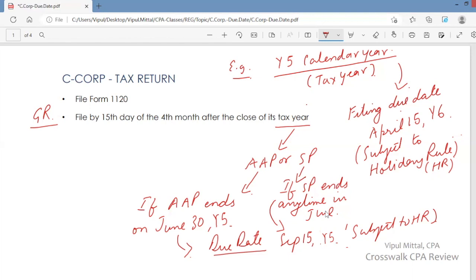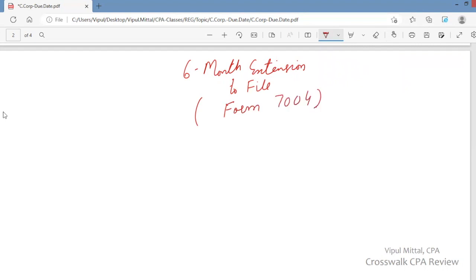But a C corporation gets a 6 months extension to file the tax return by filing Form 7004. Let's talk about that. By filing Form 7004, the C corporation gets 6 months more time.